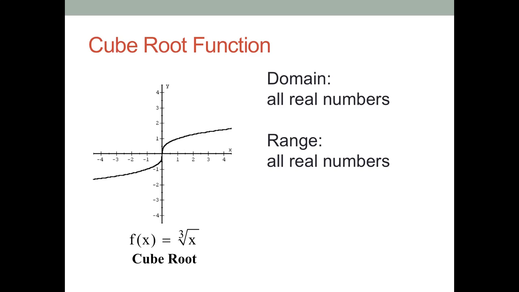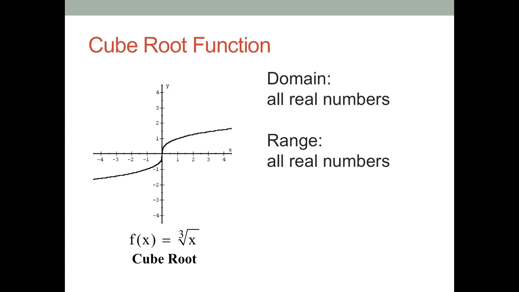And then the cube root function, again, the most simple function is simply the cube root of x. And we've got that shelf again happening here at (0, 0), but it's more of a vertical shelf rather than a horizontal shelf. Our domain is going to be all real numbers, as is our range, because again, I can take the cube root of negative x's, and I can get negative answers from that. So all real numbers for domain and range on the cube root function.